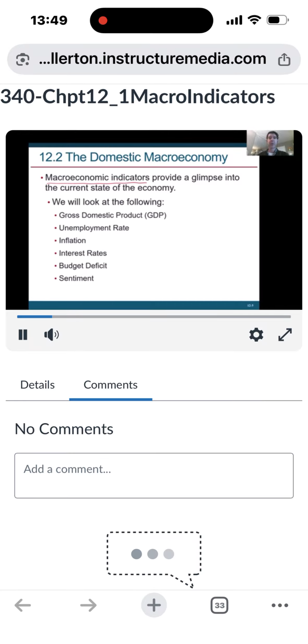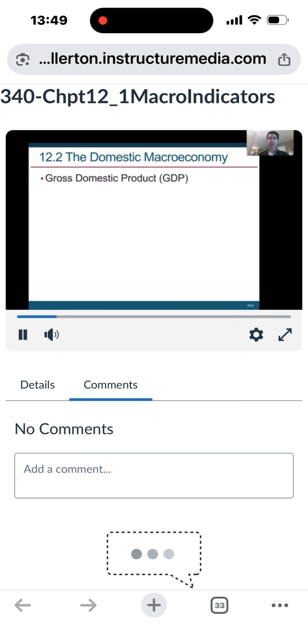I'm going to run through the following six: GDP, or gross domestic product, unemployment rate, inflation, interest rates, budget deficit, and sentiment. These are the ones that I'll expect you to know for the course. Let's dive right into these. I assume you're probably already familiar with some of these, but let's make sure we know exactly what these are. I'm going to do a slide on each one.